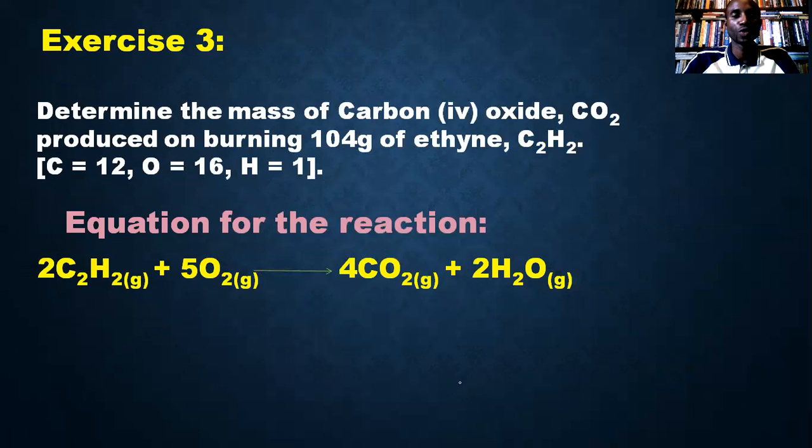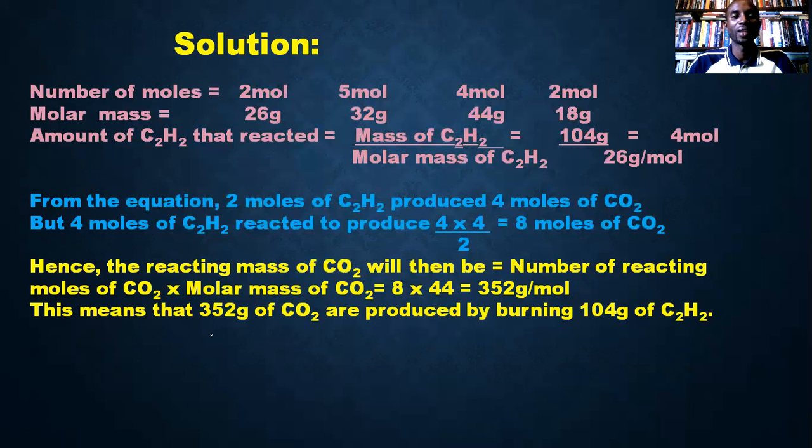Okay, so let's take the third question. Determine the mass of carbon(IV) oxide produced on burning 104 grams of ethane. For burning this ethane, we're asked to find the mass of carbon(IV) oxide that will be produced. The equation for the reaction is given. As long as the equation is given, it's easy. The same thing we just did, we are going to do it. Find the mole ratios, 2:5:4:2. Then with that, bring out the molar masses and find the solution.